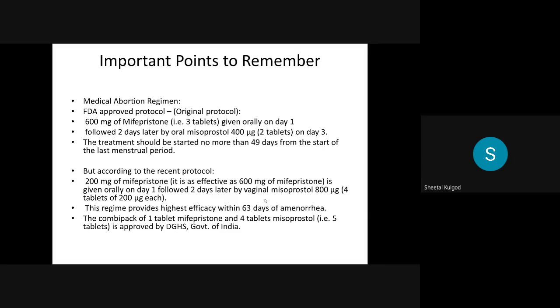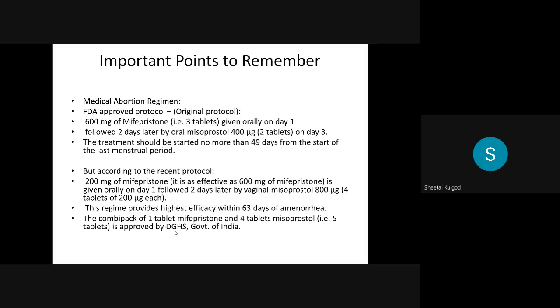So we ask the patient to take 200 milligram mifepristone orally on day 1, followed by vaginal instillation of 4 tablets of misoprostol at a time, on day 3, that is 48 hours later. So this is the recent protocol. It's the most commonly used protocol and it is FDA approved as well. Based on so many studies, it has the highest efficacy and it can be used up till 63 days of the last menstrual period, of the amenorrhea.